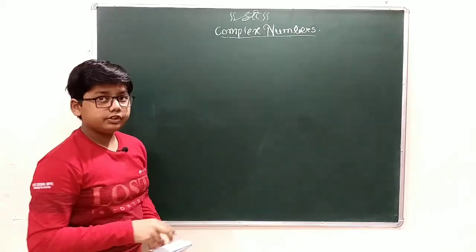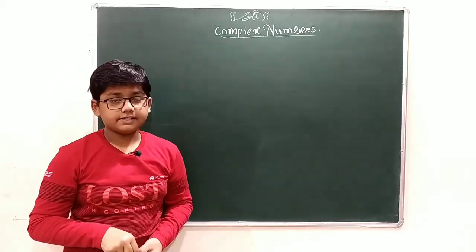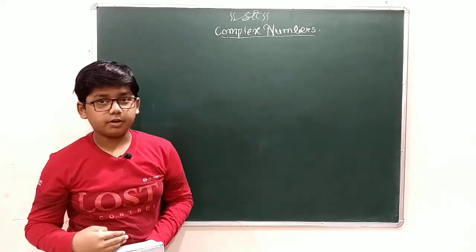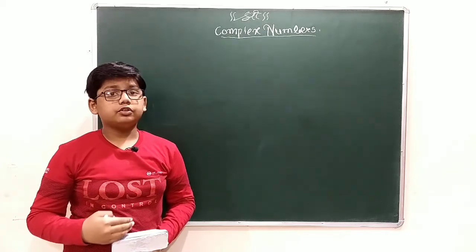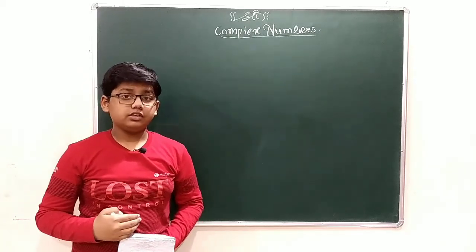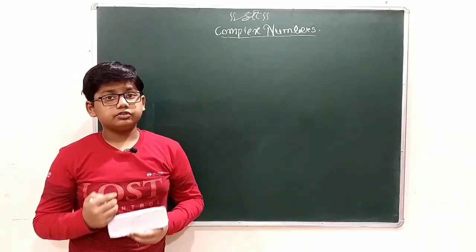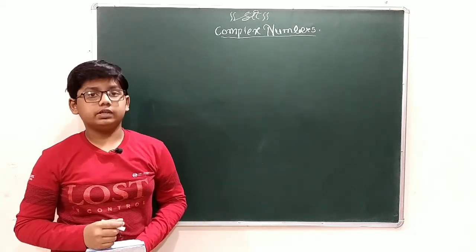Today we are going to learn about the square root of complex numbers, and the polar form of a complex number, which is nothing but the trigonometric form. We will also learn about Euler's identity, also known as the exponential form of a complex number. So we start with the first topic, the square root of complex numbers.